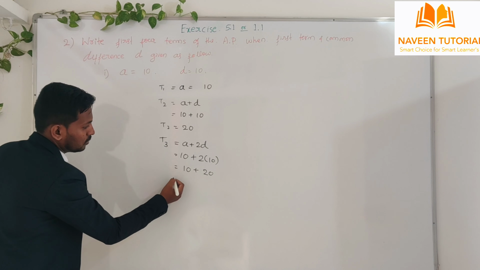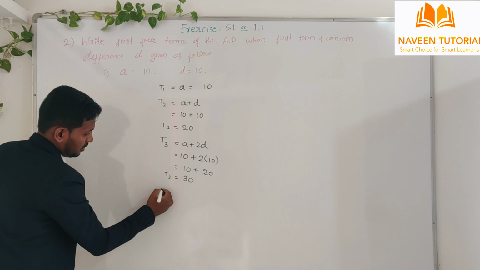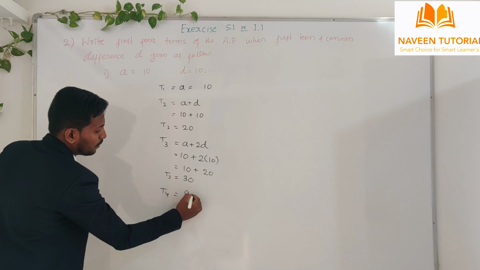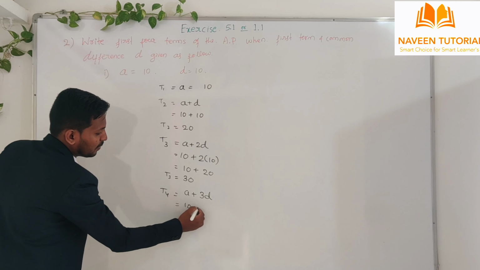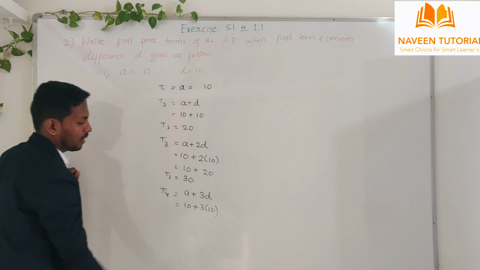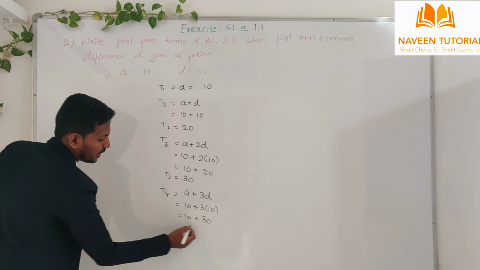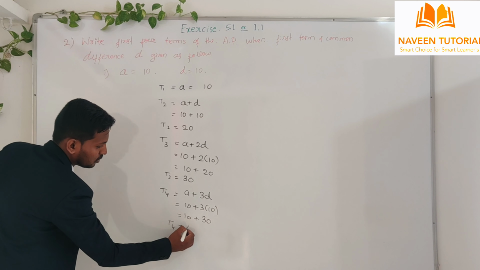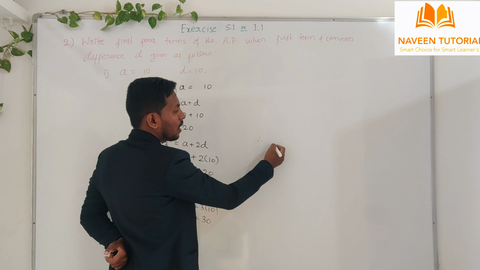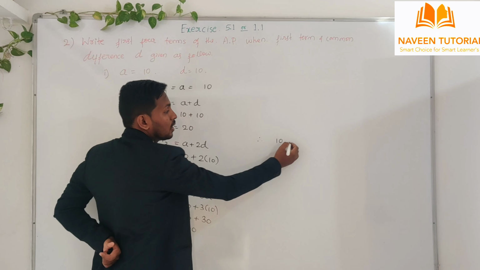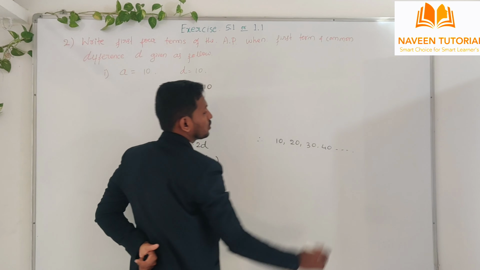So T3 is equal to 30. And T4 we can write as A plus 3D, that is very simple, 10 plus 3 times 10, that is 10 plus 30. So T4 is equal to 40. Therefore the first four terms of the AP are 10, 20, 30, 40 and so on.